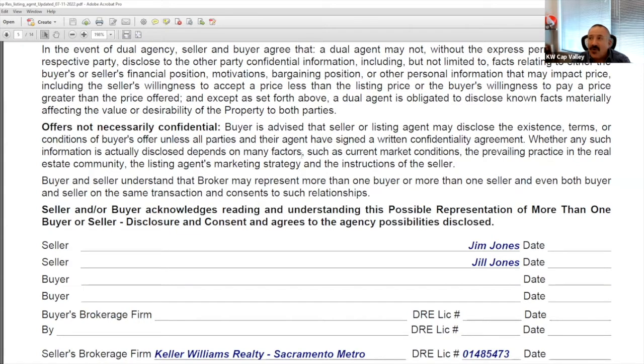Whether any such information is actually disclosed will depend on market conditions and the prevailing practice in that particular community, as well as the listing agent's marketing strategy. But just know that it is not prohibited, except under limited circumstances, for the listing agent or the seller to disclose the terms of other offers that it's received. And it might be just a strategy to get some competitive bidding going if they decide to do that. But there's nothing wrong with doing so unless all parties have signed a written confidentiality agreement.